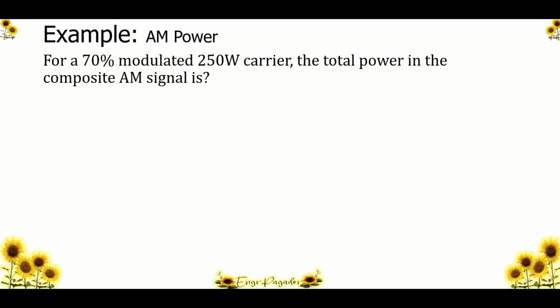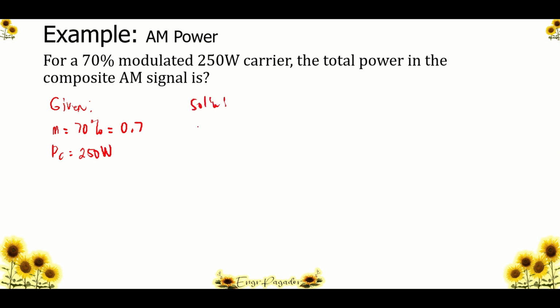Next example, for a 70% modulated 250 watts carrier, the total power in the composite AM signal is, so again, it is asking us to solve for the total power of the composite AM signal. So given 70% modulation. So yung modulation natin is 70%, which is equal to 0.7. And then, the carrier power, PC, is equal to 250 watts.